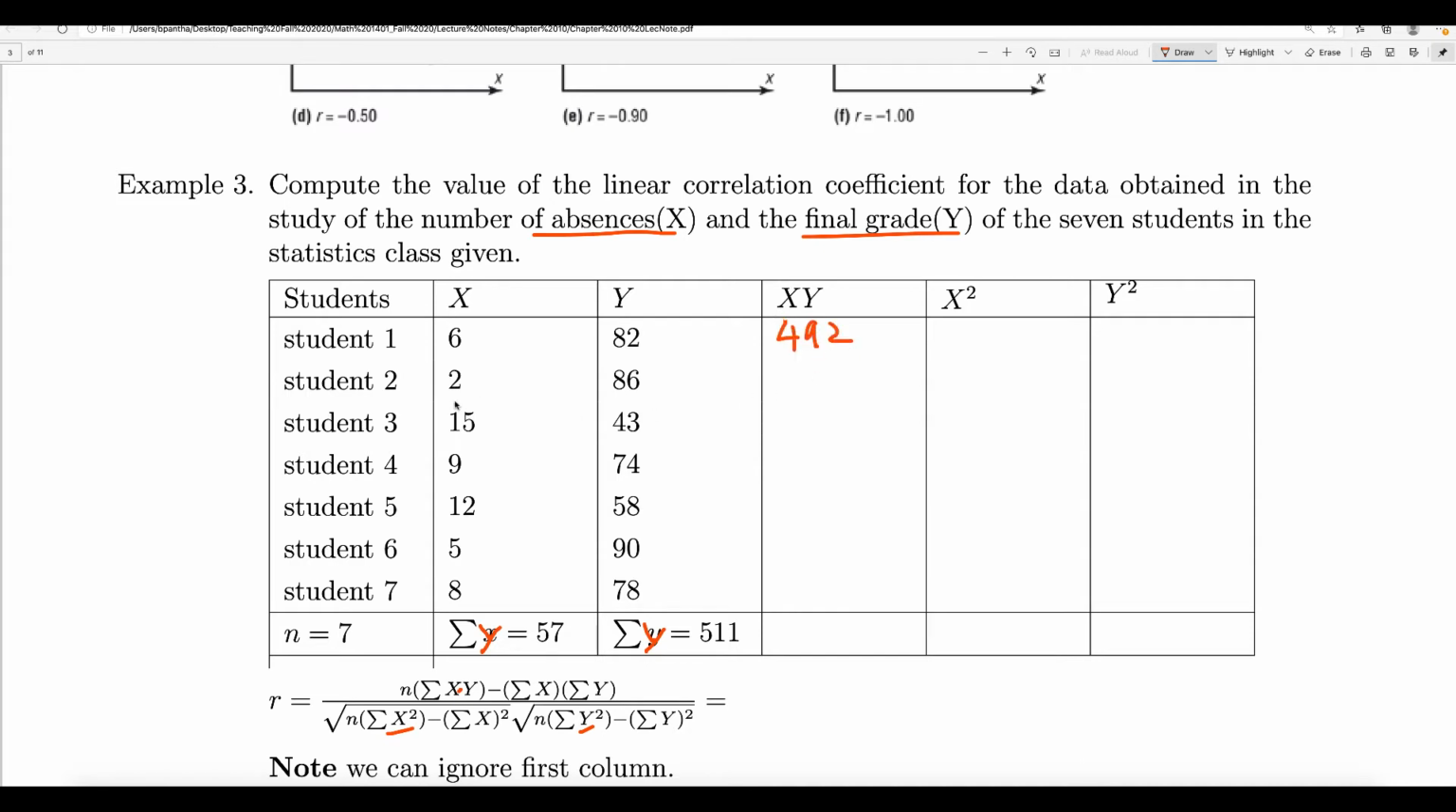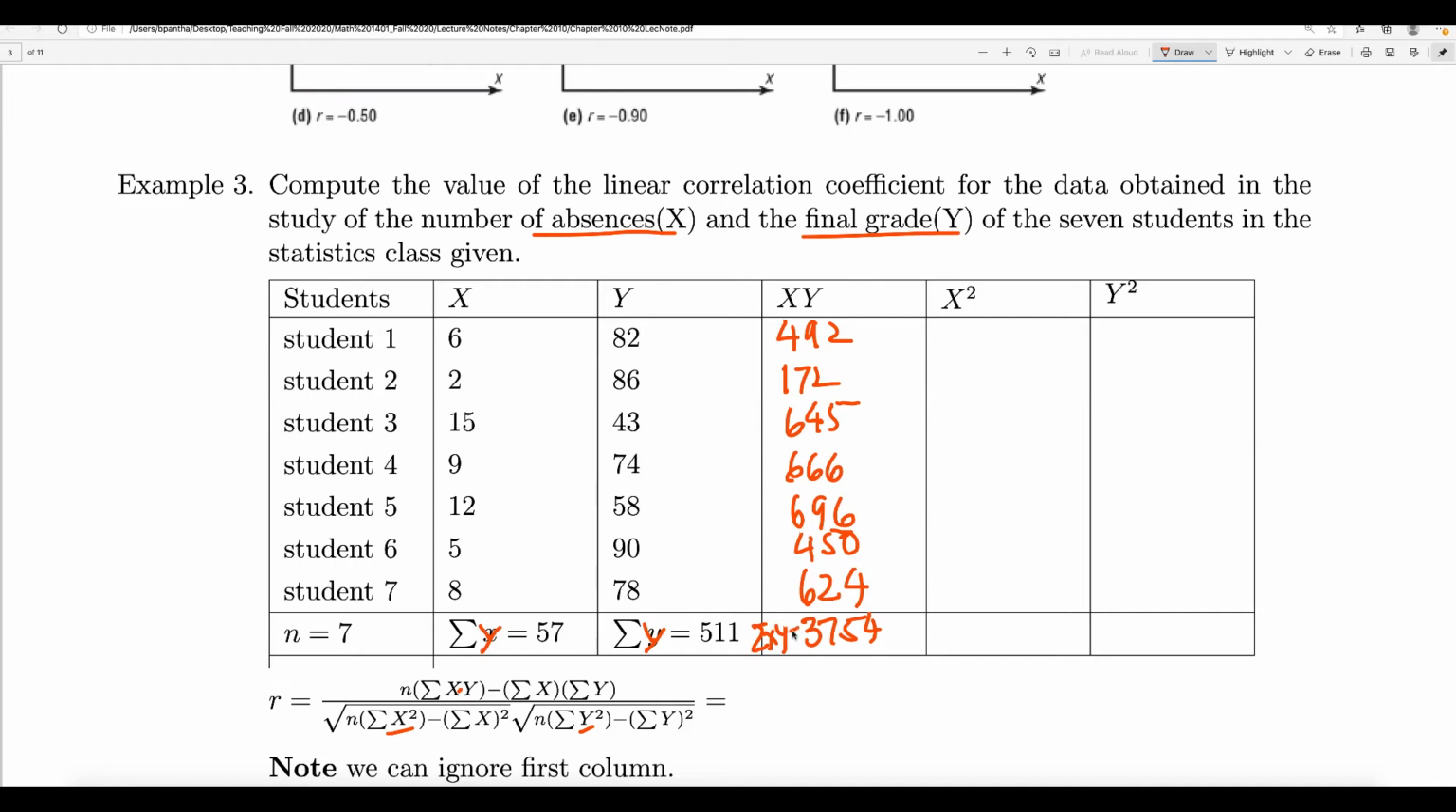If you do 86 times 2, you will get 172. The sum of these is 57. Sum of the y is 511. Sum of this, if you use calculator, the sum will get 3754. 3754 will be the summation of x times y.